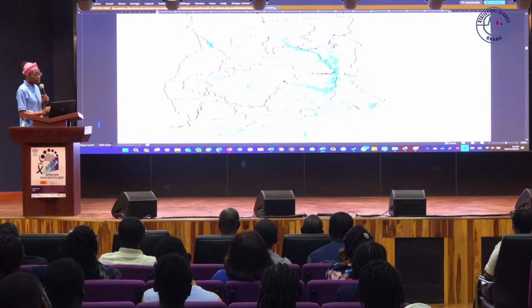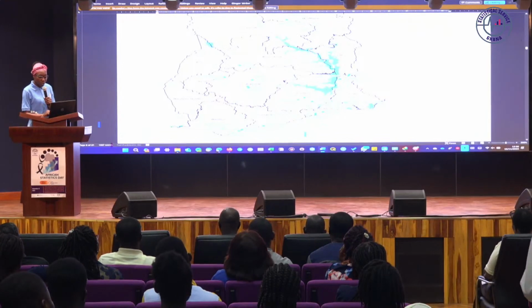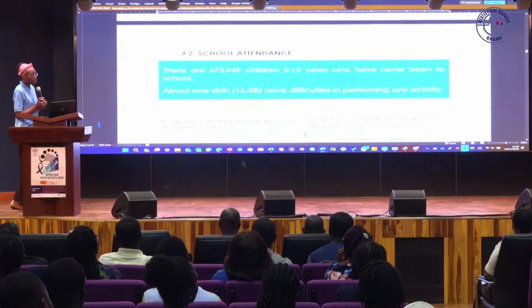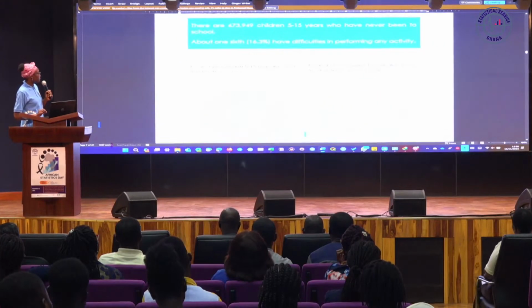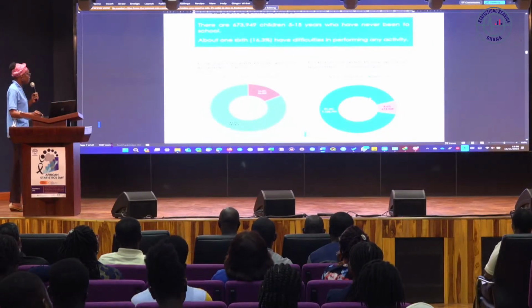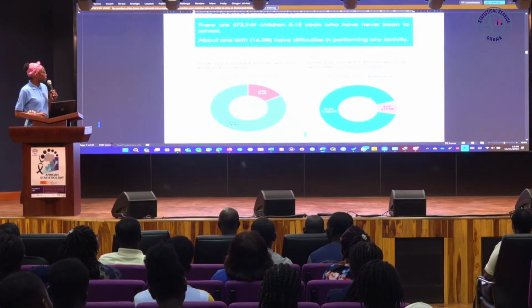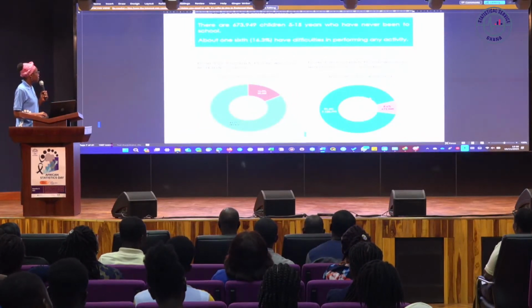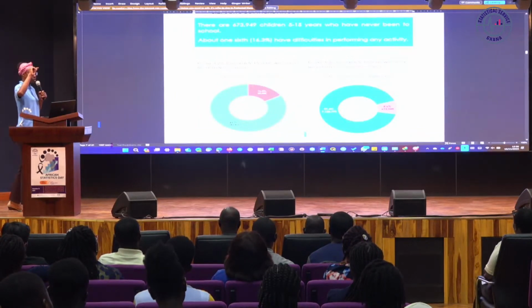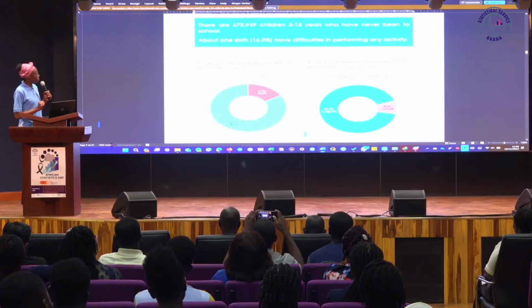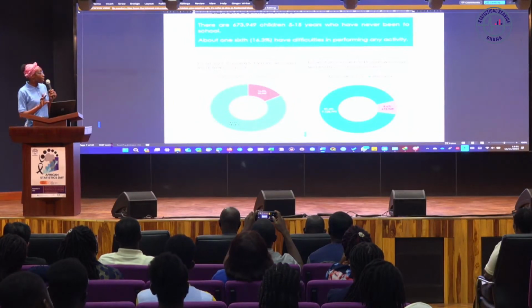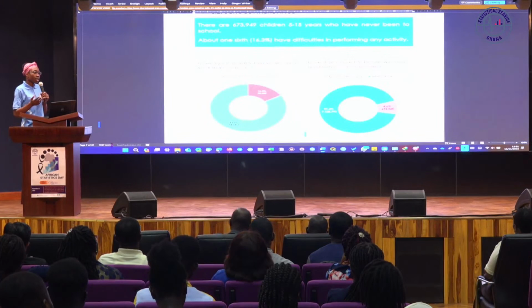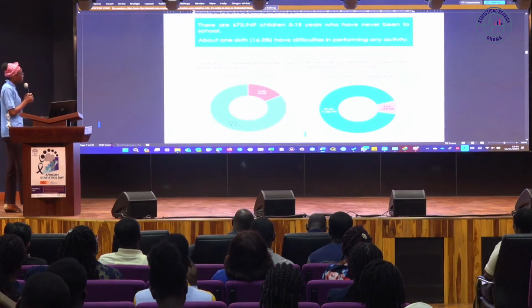As I mentioned earlier, we have a number of children who have never been to school. So totally, overall, across the country, 673,949 children out of the 7 million we talked about have never been to school. But within this group, 16% of these, that is 1 in 6 approximately, are children with disability, all right? Different kinds of difficulties in performing activities. So that's what this donut is trying to describe.